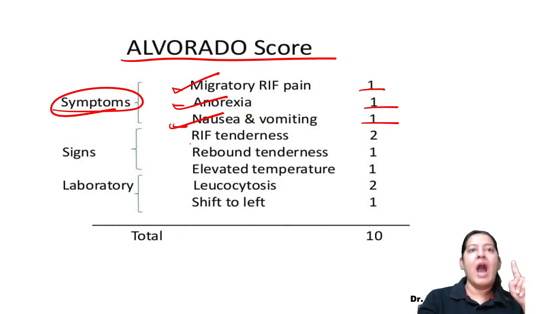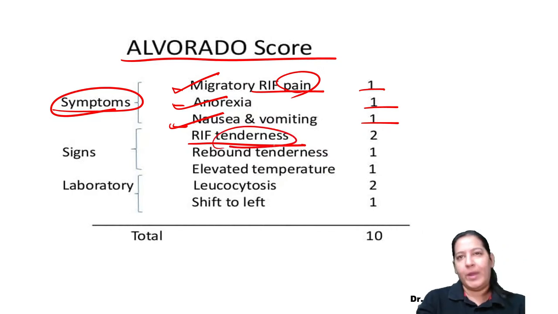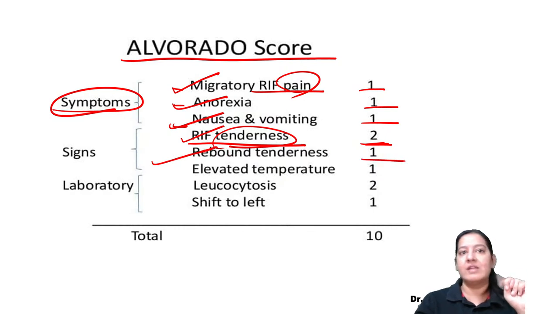You see the sign, RIF tenderness. RIF pain is different, tenderness is different. Pain is a symptom, tenderness is a sign. You may be knowing that, right? RIF tenderness has two scores. Rebound tenderness has one score.